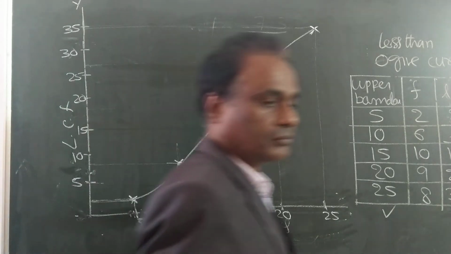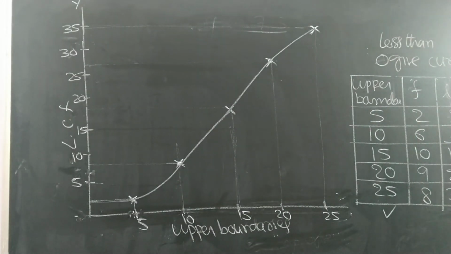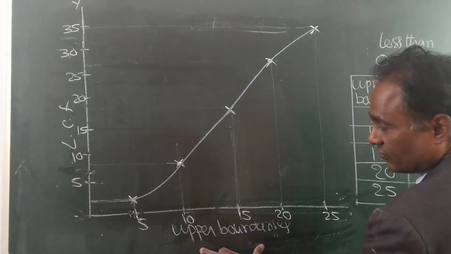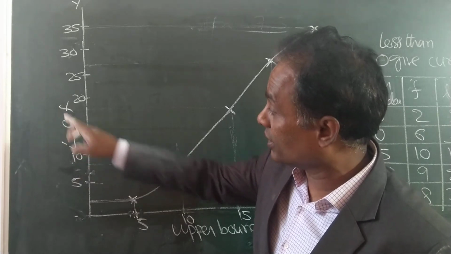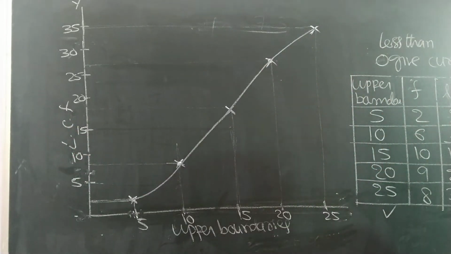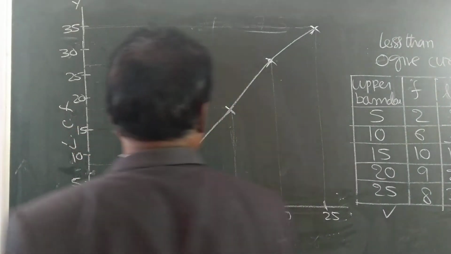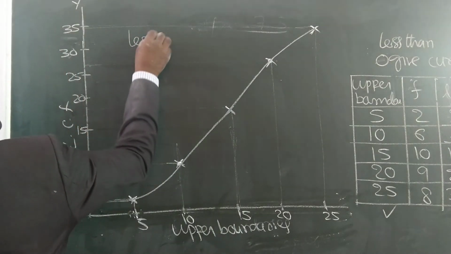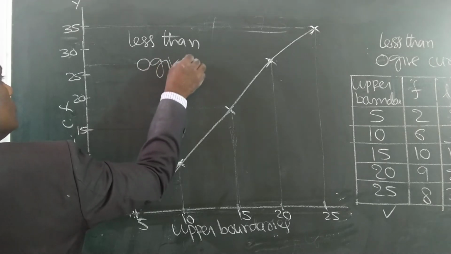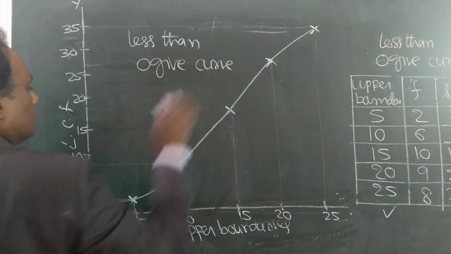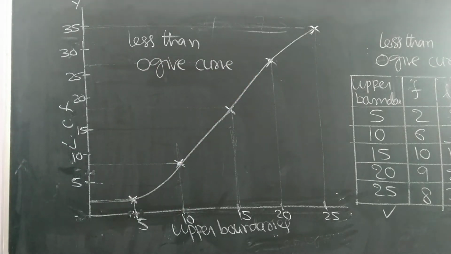Right. Draw this curve. Write very neatly: upper boundaries, less than cumulative frequency. Less than cumulative frequency and upper boundaries. And this curve is called the less than type ogive curve. This is the procedure for drawing the less than type ogive curve.